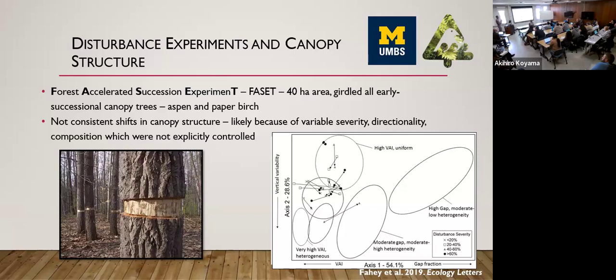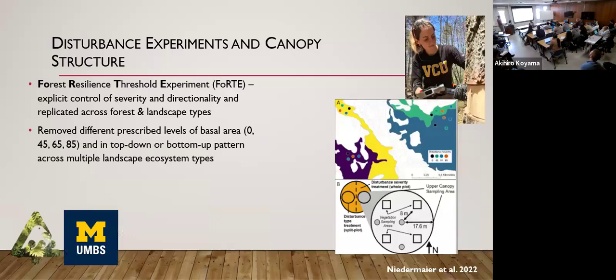So we think that because we weren't controlling disturbance severity or directionality or compositional effect, that's why we don't get these consistent results. So because we didn't control severity, directionality, and composition, we decided that we should. So we did a second experiment called FoRTE, this time we used the first two letters in forest. I actually did come up with this one.